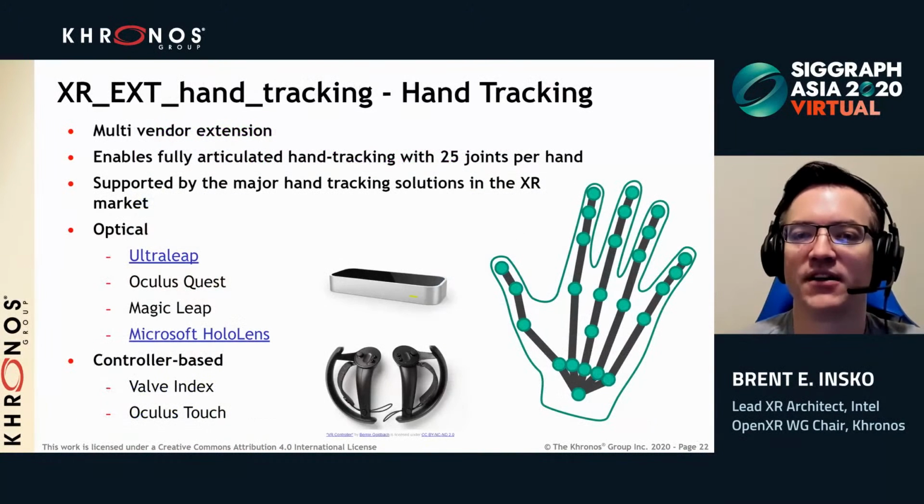And to give a bit more detail on the OpenXR hand tracking extension, it's a multi-vendor extension which enables applications to render fully articulated hands in XR experiences and to use these virtual hands to interact in XR. It includes all the major hand tracking solution providers in XR on the same standard and includes support for a wide range of hand tracking technologies, such as optical hand tracking from Ultraleap, Oculus, Magic Leap, and HoloLens, as well as controller-based hand tracking, such as the Valve Index and Oculus Touch controllers.